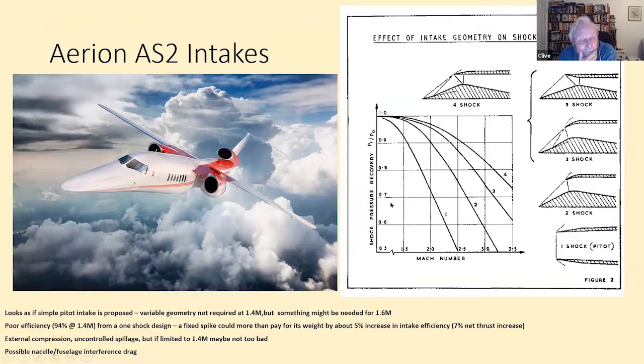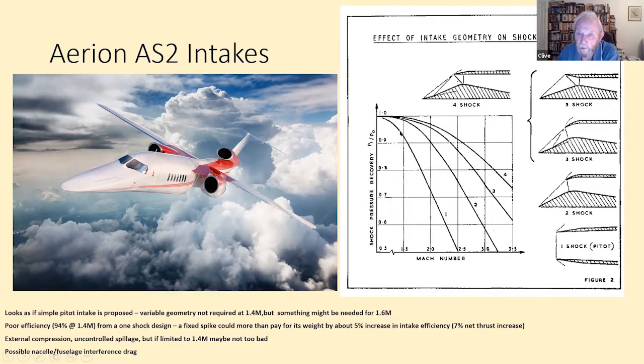The intakes, as far as I can tell from the illustrations, are simple pitot intakes. Okay, you don't need variable geometry for a 1.4 Mach number, I agree with that, although you might if you wanted to fly at 1.6. What I am surprised by is that they've left it as a simple pitot intake and nothing else, because that will give an efficiency of about 94% at Mach 1.4, which is where they say they're cruising.